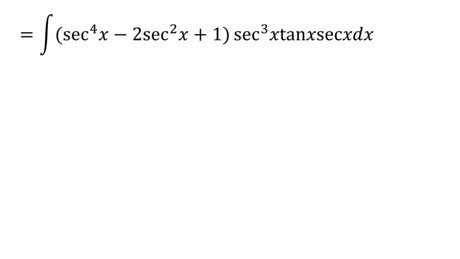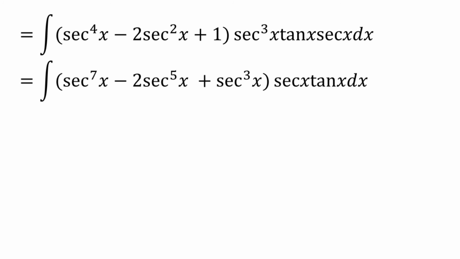Okay, so this is what we got from the previous slide. And then let us distribute secant cube x. Let us multiply secant cube x to all the terms inside the parentheses, since they have secant also aside from 1. But when you multiply secant cube x to 1, it will become secant cube x. So now we have the integral of secant to the 7x minus 2 secant to the 5th x plus secant cube x.